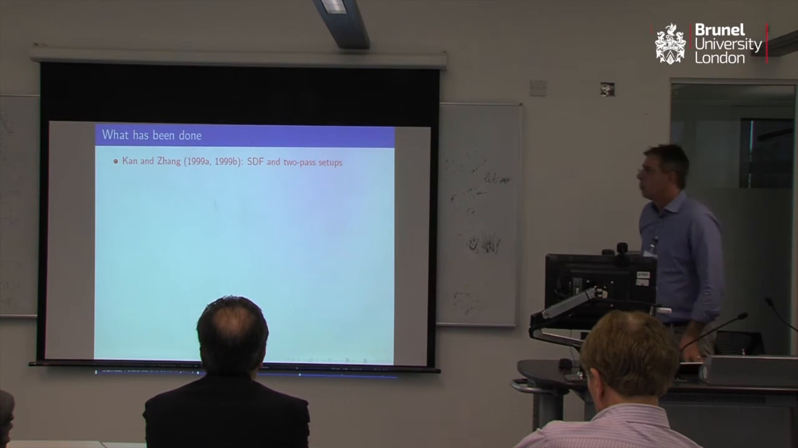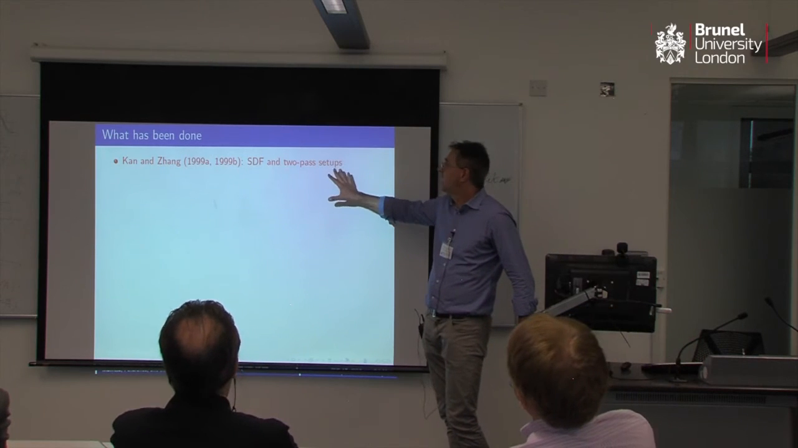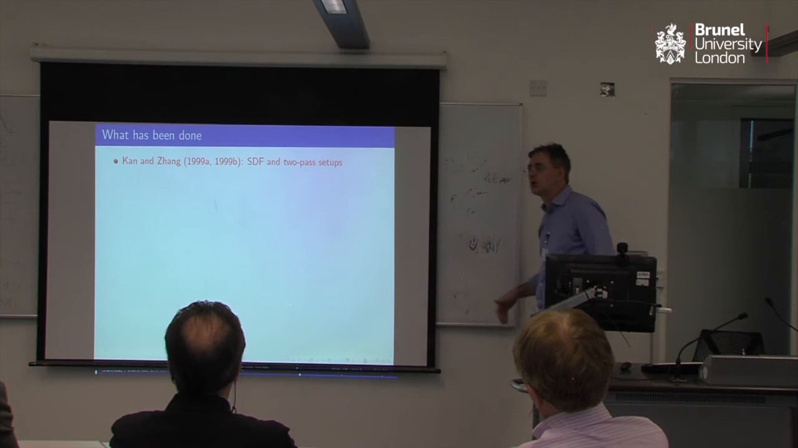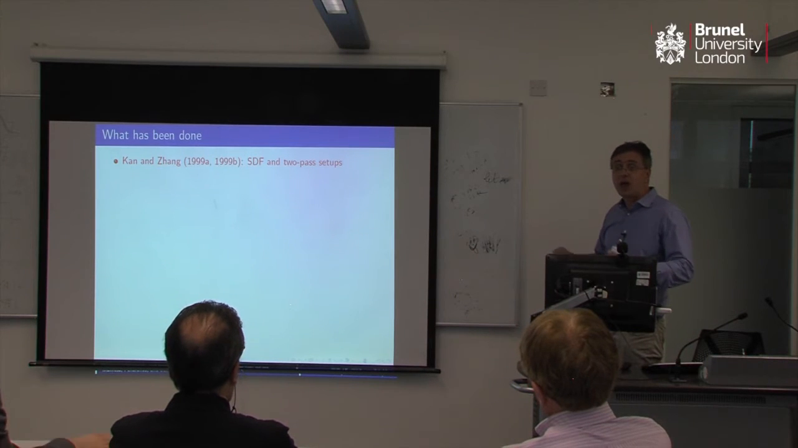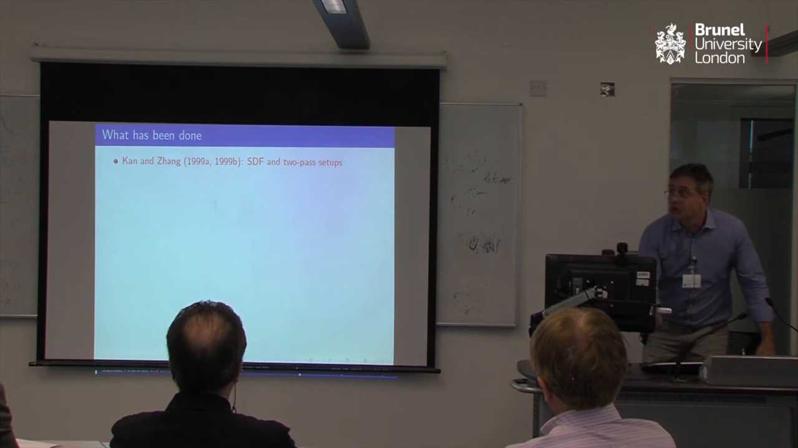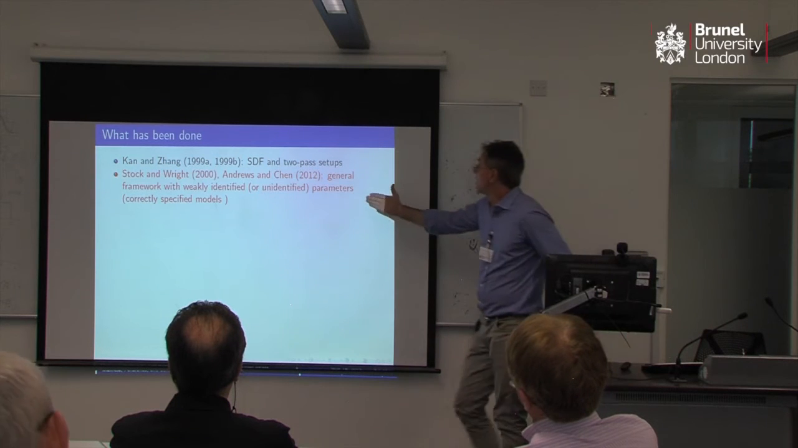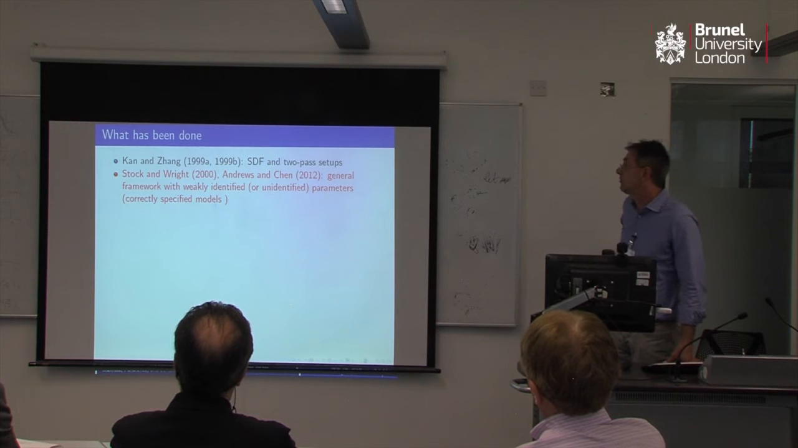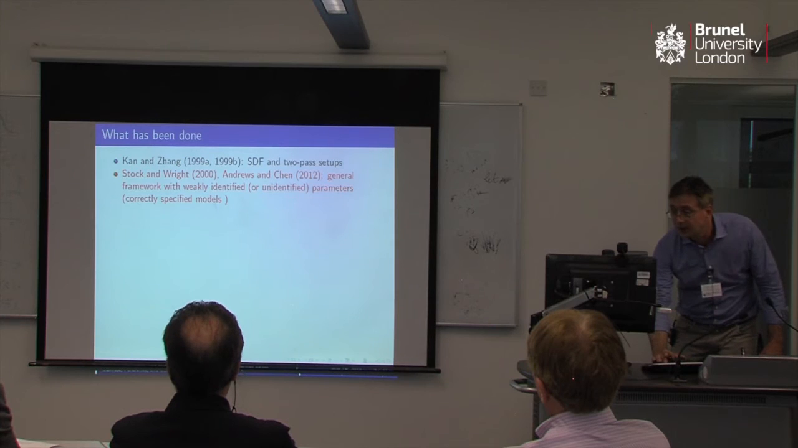Now, what has been done? Kan and Zhang basically deal with two frameworks, SDF and 2PAS, or SDF and beta pricing frameworks, and they introduce the idea of useless factor. And they look at the consequences for point estimates and the t-statistics of this identification failure caused by the presence of one useless factor in the analysis. As I said before, Stock and Wright and Andrews and Cheng provide a very general framework with weakly identified or unidentified parameters under the assumption that the models are correctly specified.